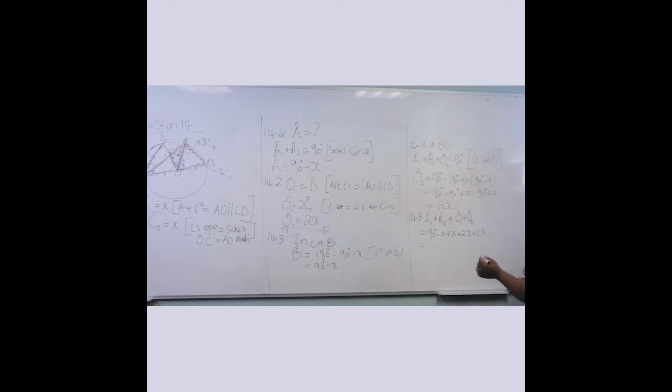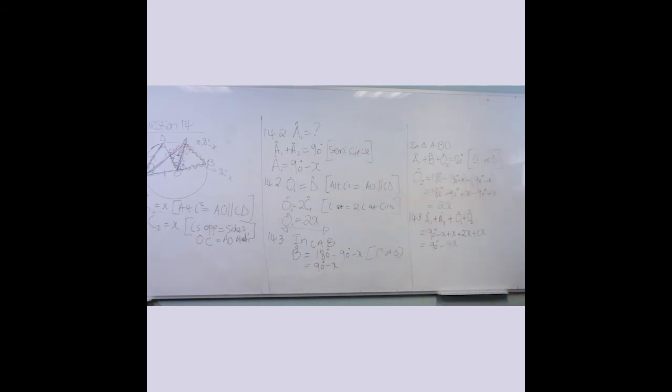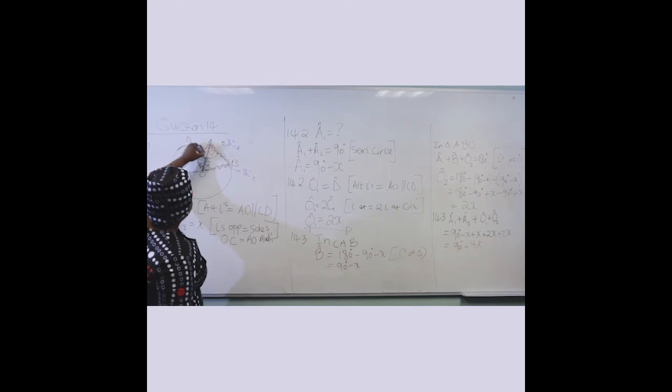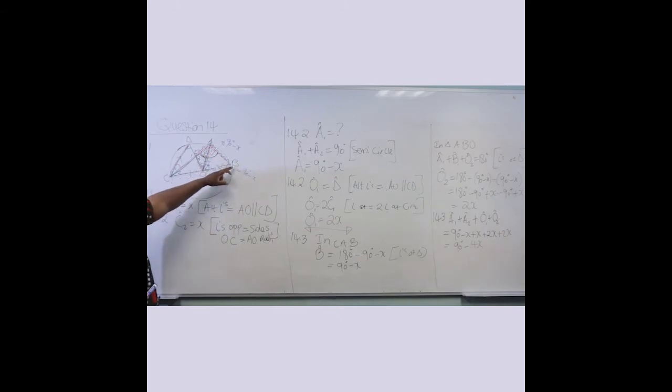We are having 90 minus 4x in a way. Okay, let's rephrase. We are talking about A1 and A2 together. It's actually 90 because of the diameter. So the two of them will give us 90.